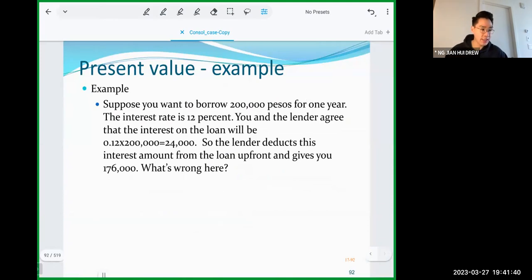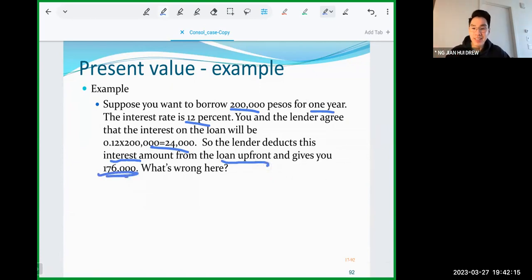Now we have one more question here. Suppose you want to borrow 200K pesos for 1 year. Interest rate is 12%. And you and the lender agree that the interest on this loan will be this amount of money. It's just 12% times the amount you borrow. So the lender deducts this interest amount from the loan upfront and just gives you this amount.